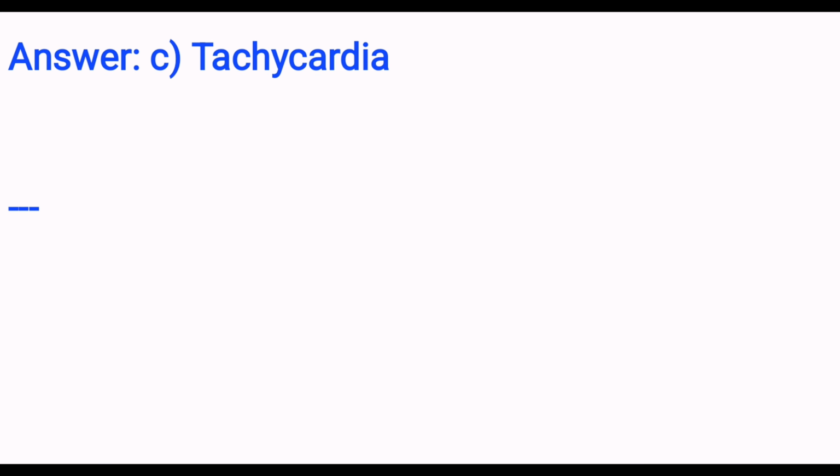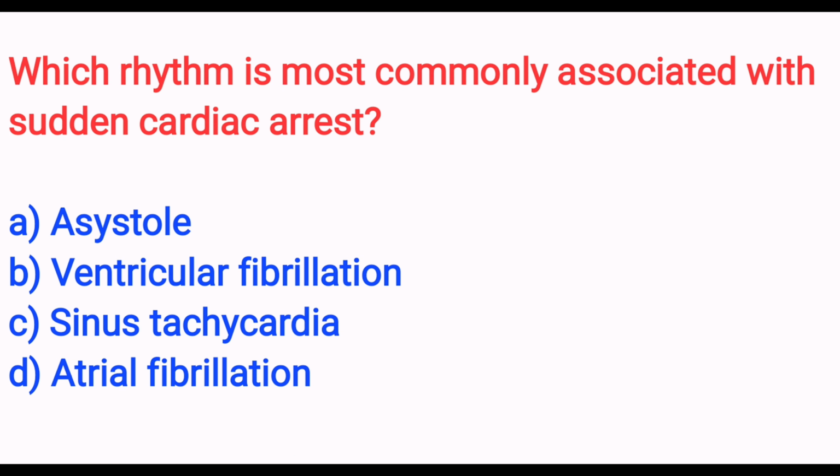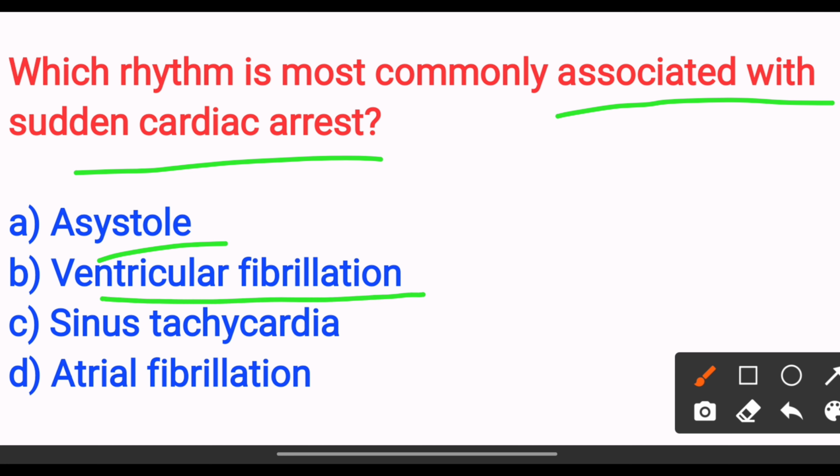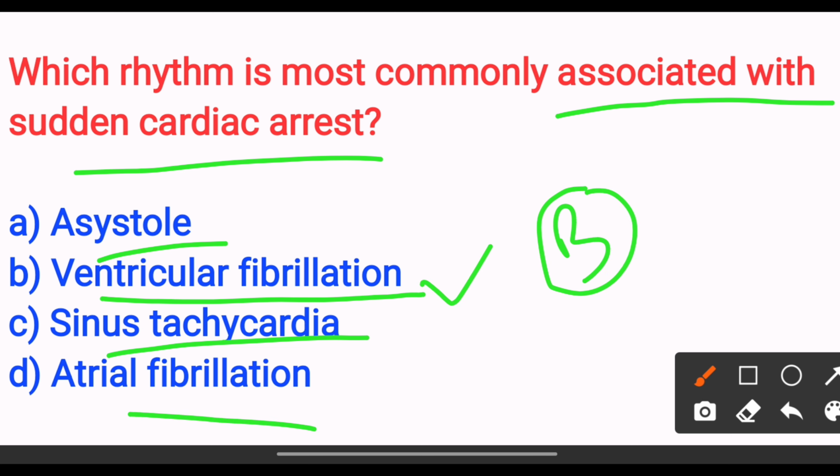Next, which rhythm is most commonly associated with sudden cardiac arrest? Option A, asystole; option B, ventricular fibrillation; option C, sinus tachycardia; option D, atrial fibrillation. The answer is option B, ventricular fibrillation.